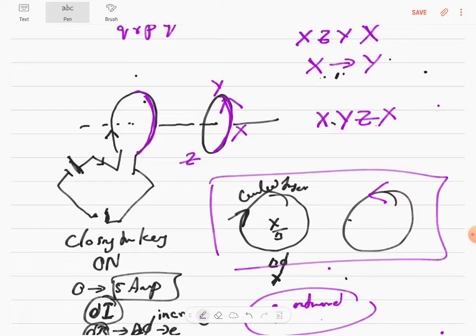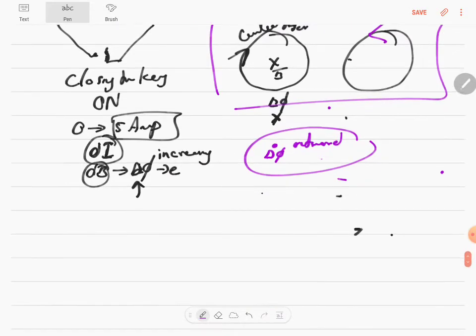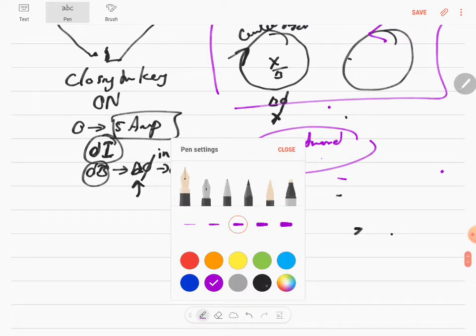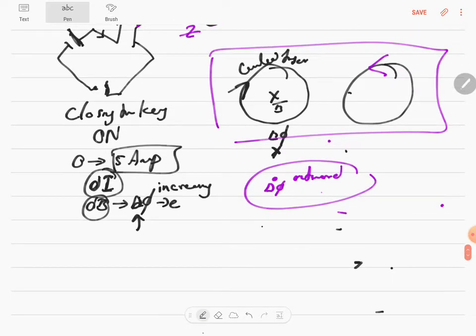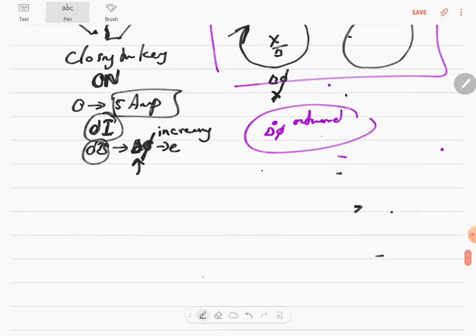X, Y, Z. They have left with X, Y, Z. Whatever is your MCQ options, you can use that as your answer. So I hope you understood. If you don't understand, just play it again and again. This is about, when you are switching on, the current is increasing, so the delta phi is increasing, flux is increasing. When you are switching off, it is quite the opposite.